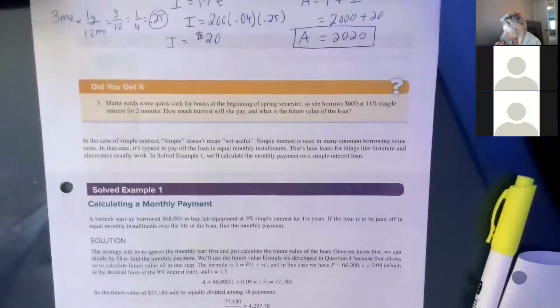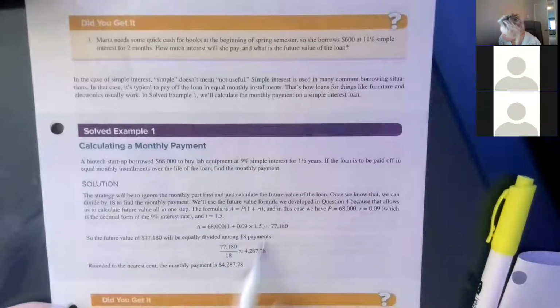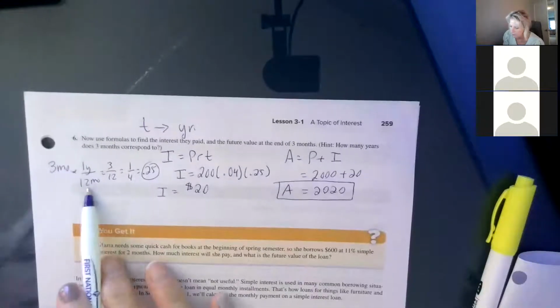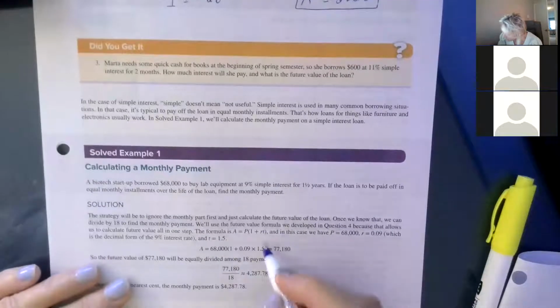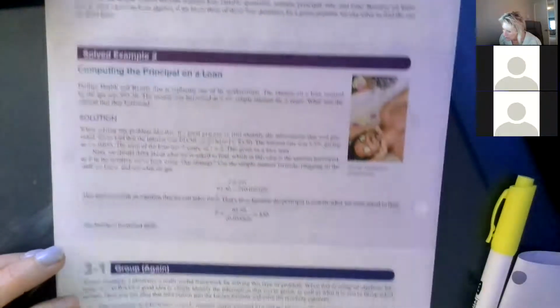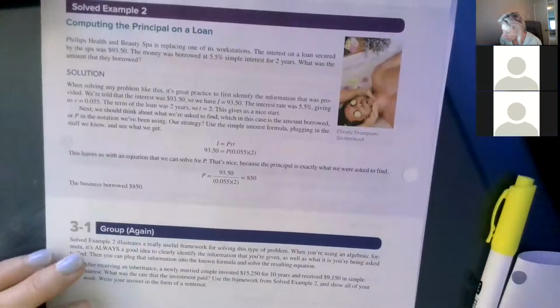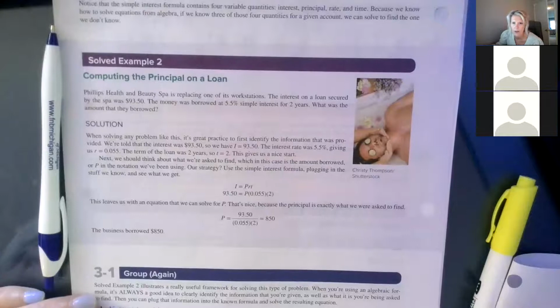Okay, so solved example one, I'm going to give you a few minutes to read through it. It basically does something similar to what we did here with the 3 months, but it's 1.5 years, so 1.5 is the only difference there. And then solved example two, I would like everybody to read through on their own. I'll give you a few minutes to do that.